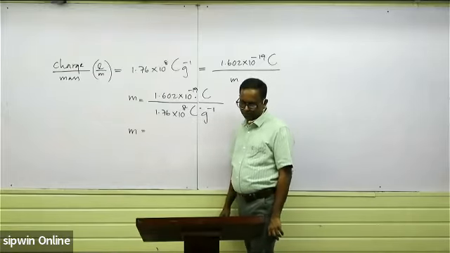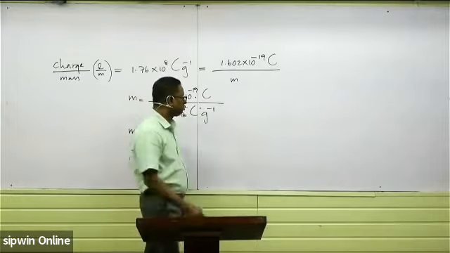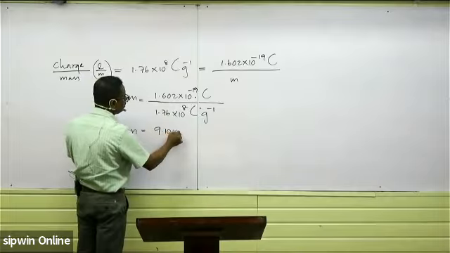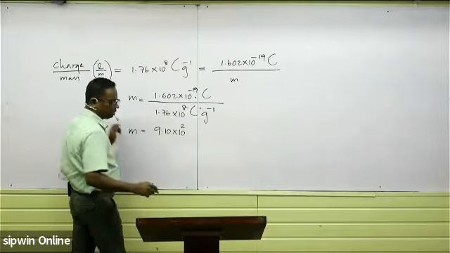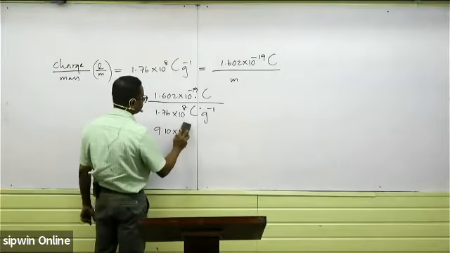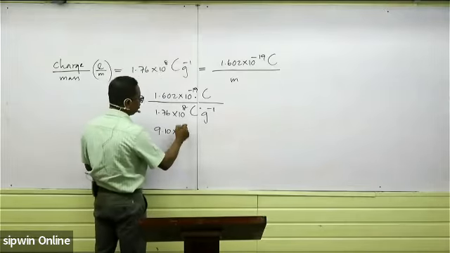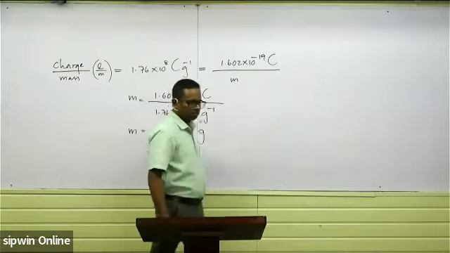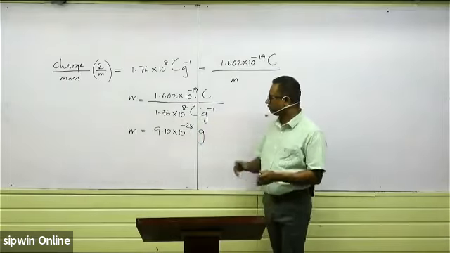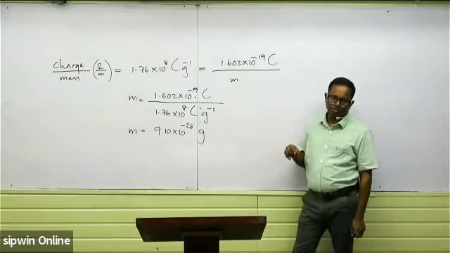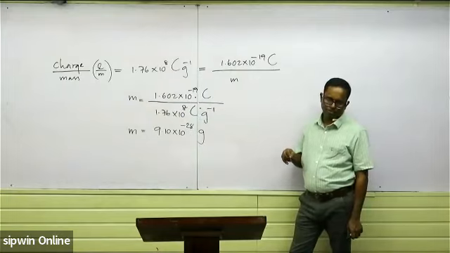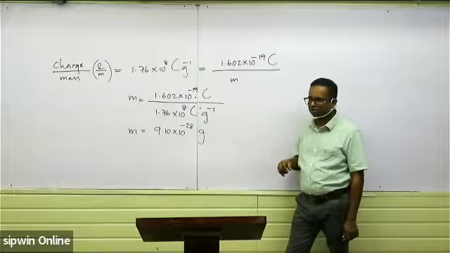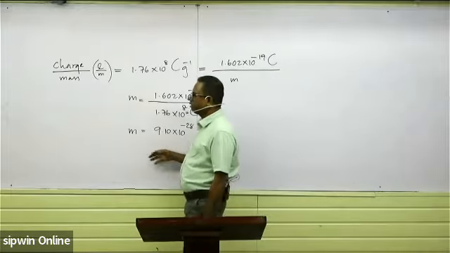Mass equals 9.1 × 10^-28 grams. In kilograms, it is 10^-31. 9.1 × 10^-28 grams, the 28th power. Extremely small, right? Mass. Negligible mass.